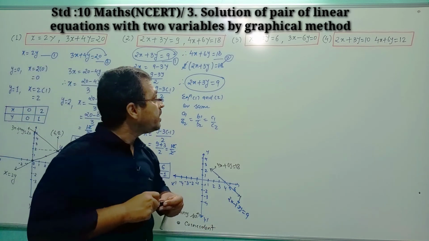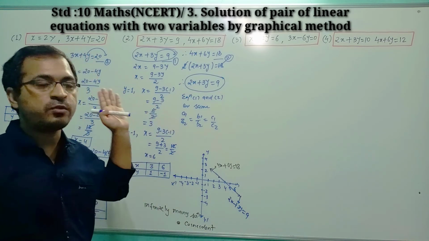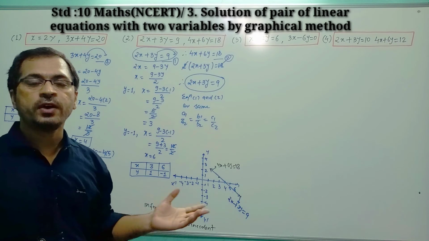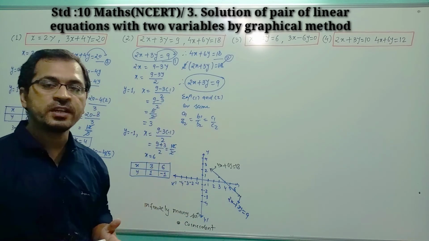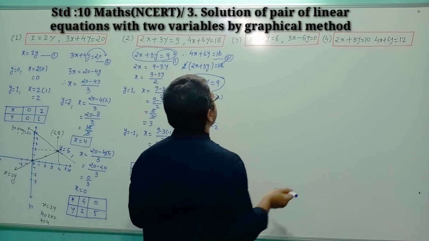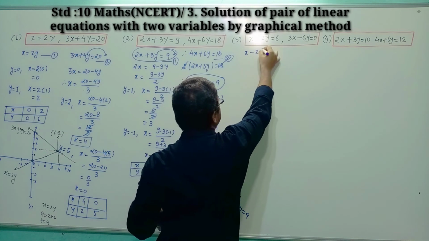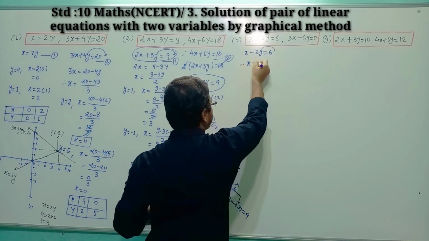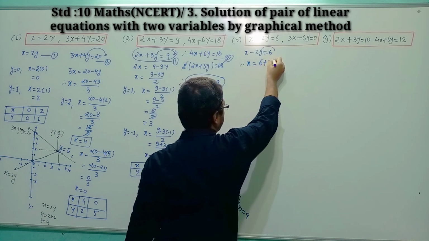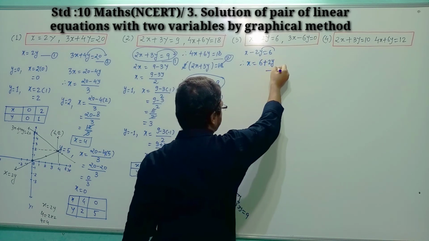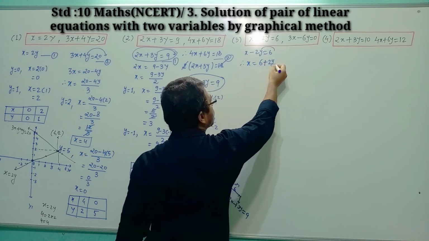Okay students, similarly moving to question number 3 over here, the same process you will have to do: just find out the solution of x and y of these two pair of linear equations and just plot on the graph. Okay, now x minus 2y is equal to 6. Formulating x, so x is equal to 6 plus 2y. Okay students, suppose this is equation 1. Now you can consider the values of y over here.